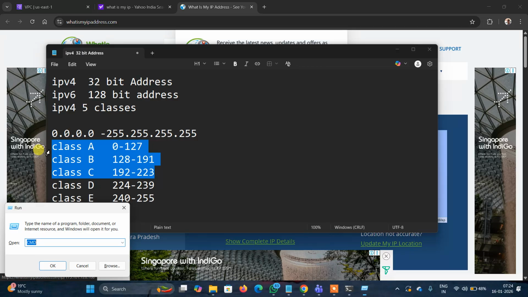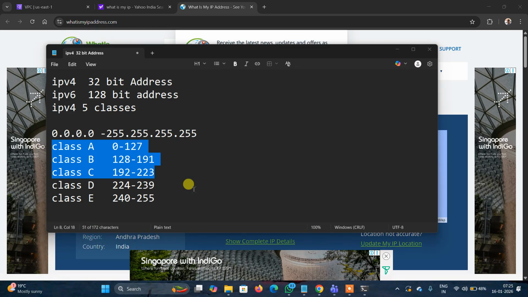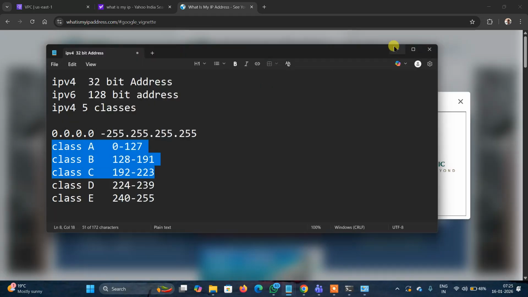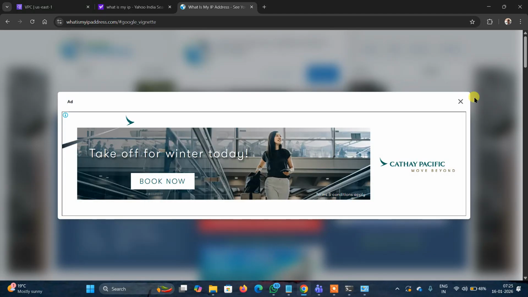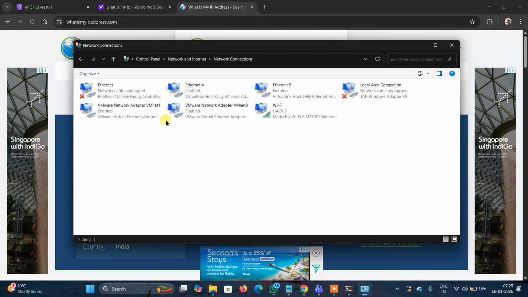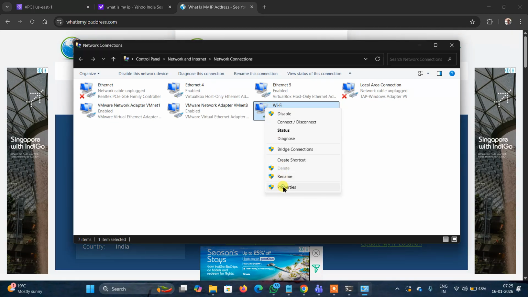To assign an IP address, type ncpa.cpl in the command prompt. Now it opens the network connections. See here, I am not connected to a wire, I am connected to Wi-Fi. Just right click here and go to Properties to assign an IP address.